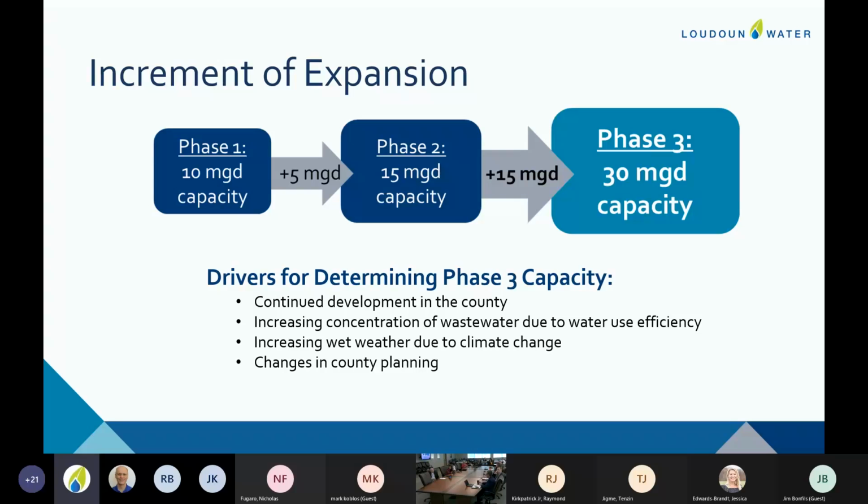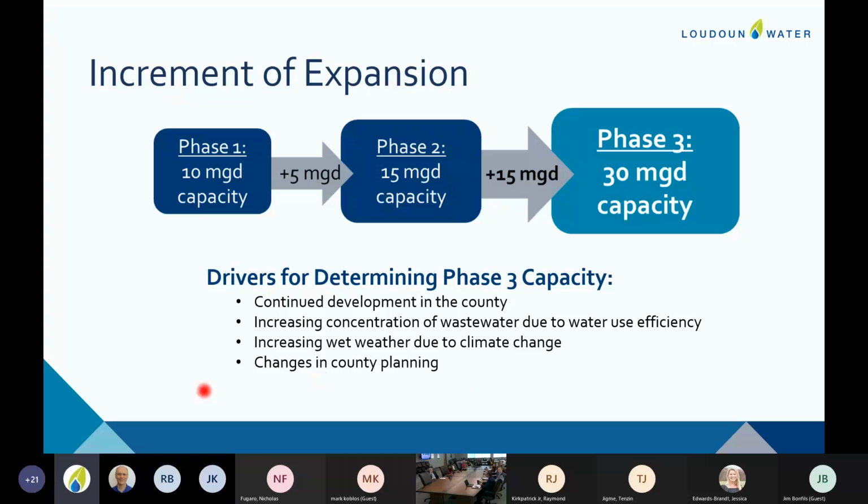The more efficiently homes and businesses use water, flows may not go up, but the wastewater gets more concentrated. That is still treatment capacity that Broad Run needs to remove those constituents. We've also got increasing wet weather due to climate change. We've seen wastewater flows from one month to another increase by 3 MGD just due to rain, right? That is out of our control to know where it's going in the future, but we do know that we have to be prepared.